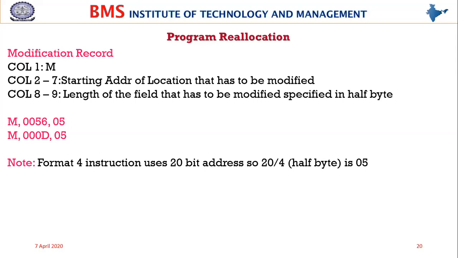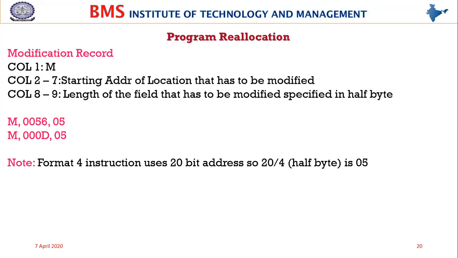Both are valid. In some examples in your textbook, M, the starting address, means the operand address, 0056 as in our example, comma 5 will be there. There will be a plus, or there can be a minus also. There will be a plus or minus, plus the starting address of the program. That means the load address, whatever is given.